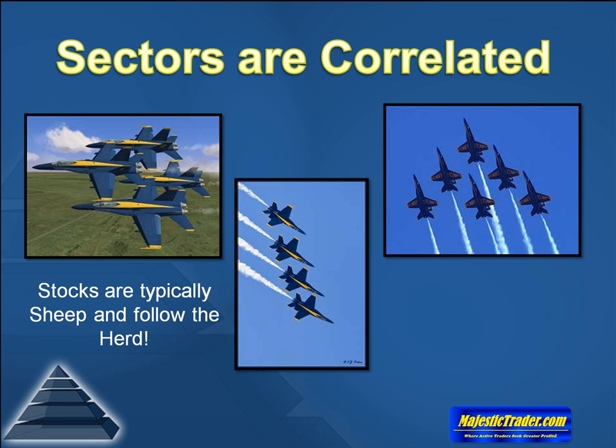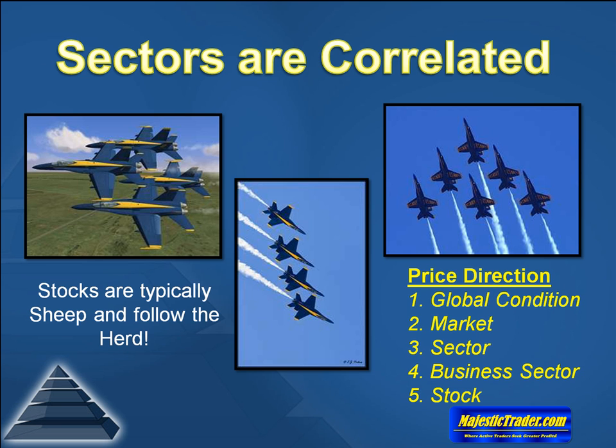Now, one of the best ways I describe how sectors work is, since 70% of the stocks in the market all run together, they're all correlated, basically stocks are typically sheep and follow the herd. And if you've seen the Blue Angels, they all move together. So how do they all move together? Well, the price direction is typically in this order. Number 1, it's global condition. 2, it's the market conditions. 3 is the sector and the sector leaders. 4 is the specific business sector. And then 5 is the actual stock itself.